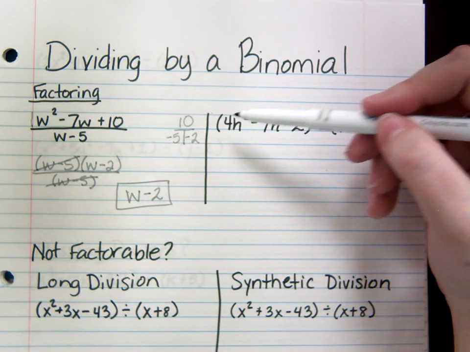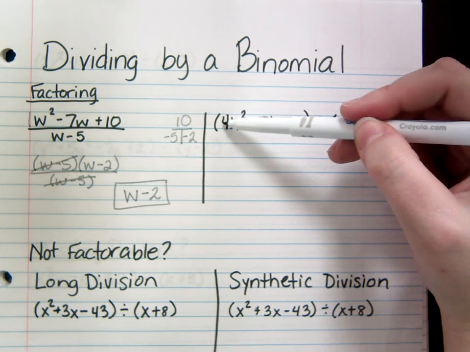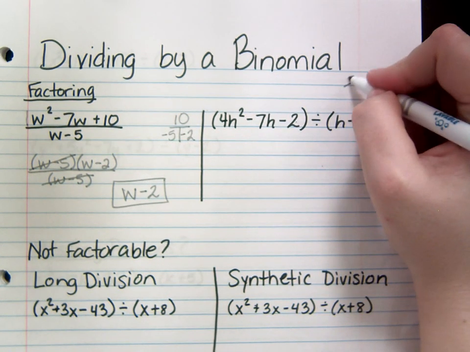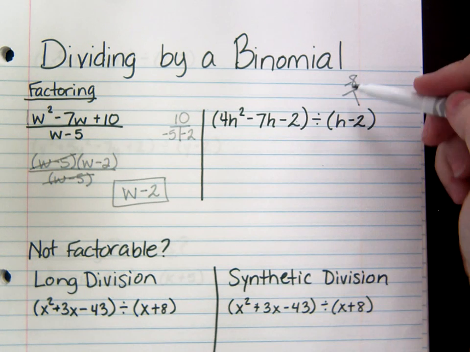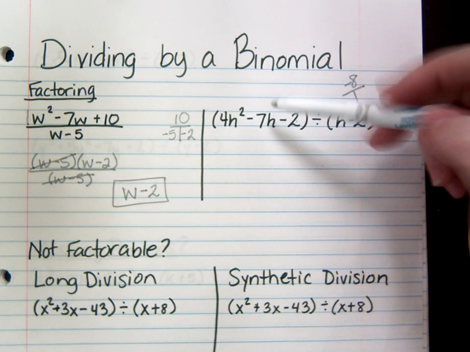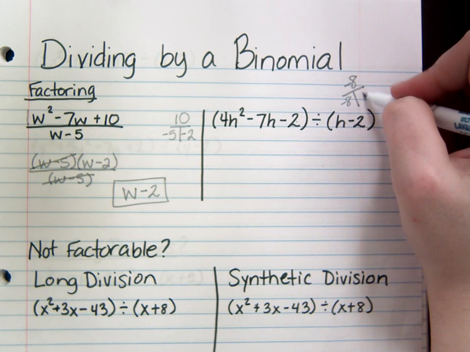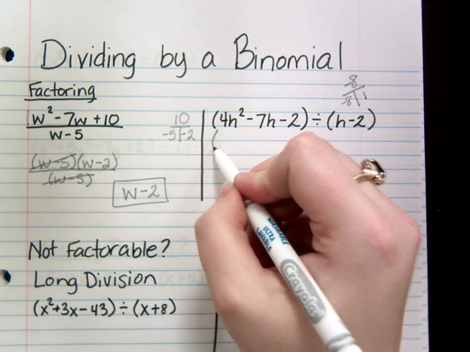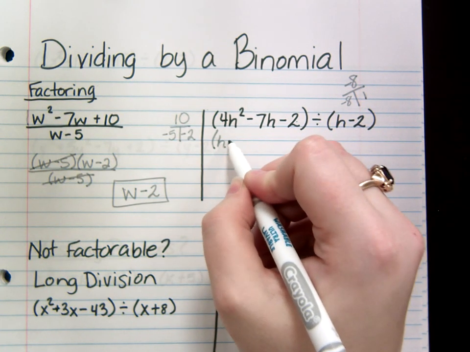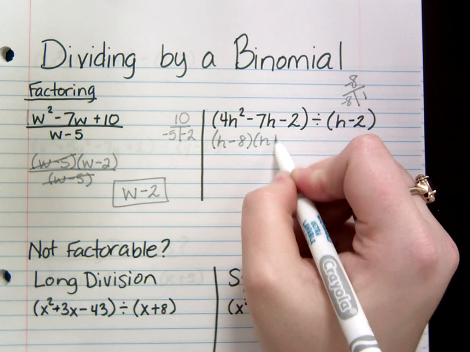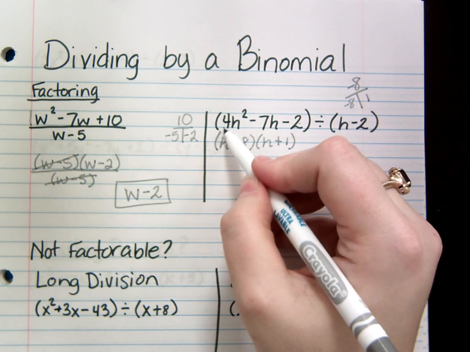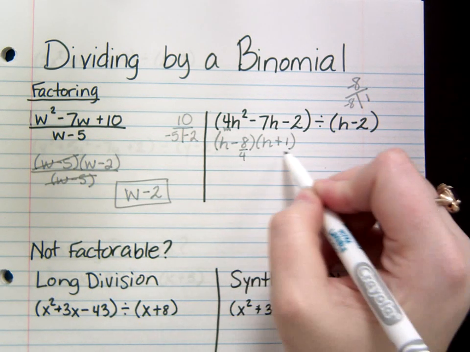When your a value is not equal to 1, you start by multiplying a and c. 4 times -2 gives me -8. And we want two numbers that multiply to be -8, but add to be -7, which are -8 and +1. So that is going to be h minus 8 times h plus 1, but we have to incorporate the 4 by dividing here.